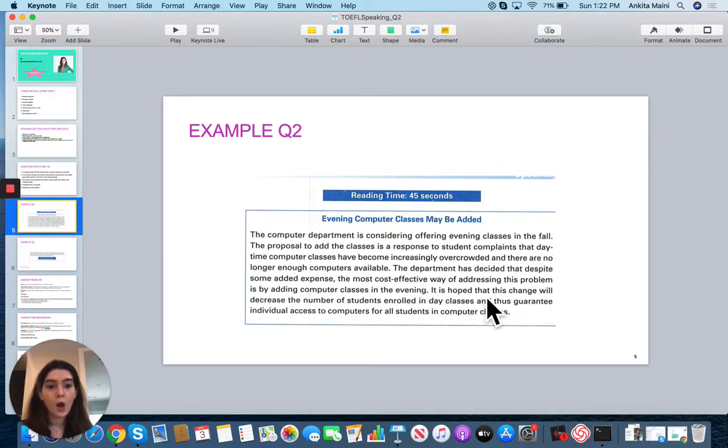So it is hoped that this change will decrease the number of students enrolled in day classes and thus guarantee individual access to computers for all students in computer classes. So here they're kind of in the last sentence saying that this is how we're going to solve the two problems that we stated before. You know, the two problems that they stated here, overcrowded and not enough computers for everyone. They are saying that this is how we're going to solve it. Okay? So this is how you read it.